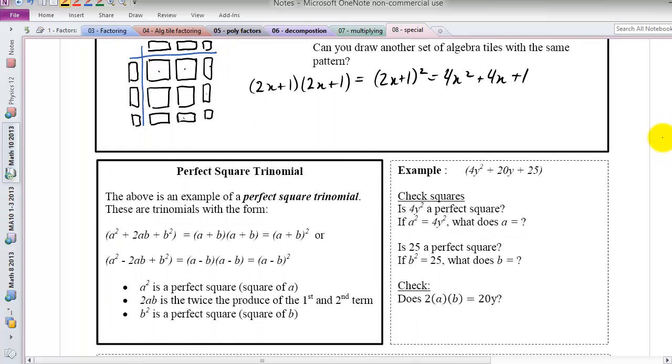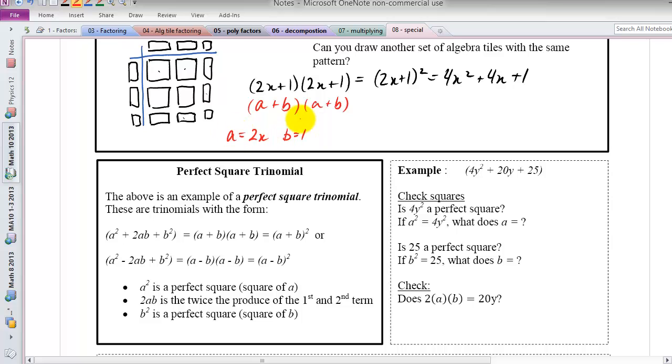So what we're actually looking at here are perfect square trinomials, and they're trinomials that have this particular form: a squared plus 2ab plus b squared is equal to a plus b times a plus b. And for sure I see this pattern here. That's like saying a plus b, a plus b. So this is where a is equal to 2x, b is equal to 1.